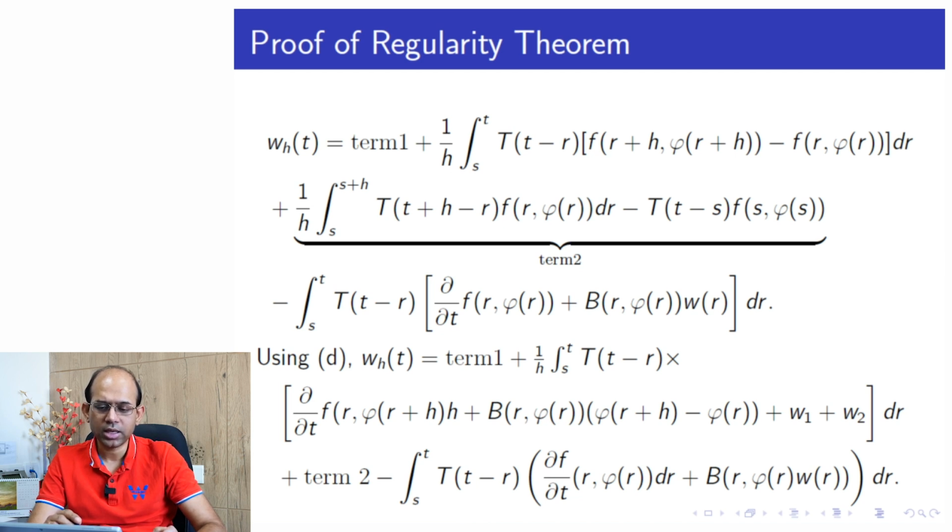Okay, s to s plus h and over h, this thing. And then we know already that since the integrand is continuous, this integral from s to s plus h, times 1 over h, as h tends to 0, converges to that value of the integrand where r would be replaced by s and h should be replaced by 0. So that means capital T of t plus 0 minus s, that is capital T of t minus s f of s phi s. So in other words, this integration converges to this thing as h goes to 0.